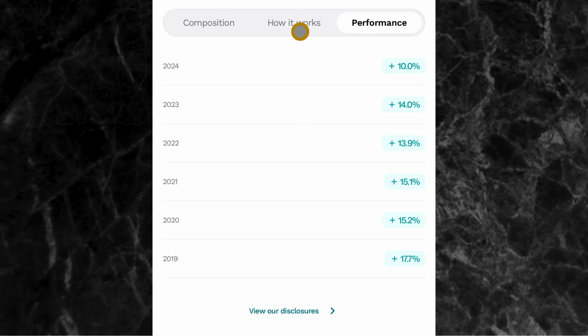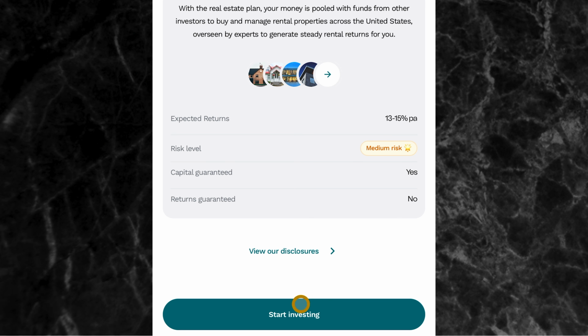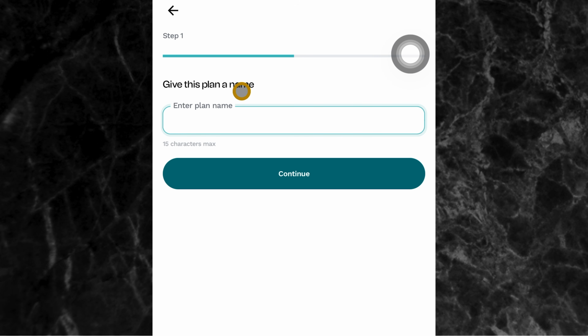Now, after you've seen all of these things, let's say you still want to go ahead and invest, just come to the bottom side of the screen and click on Start Investing. So you can see right here on the screen, it says, give this plan a name, enter plan name. So for example, I want to name this, let me just name it real estate. So I'll just put real estate. Once you put the name, click on continue.